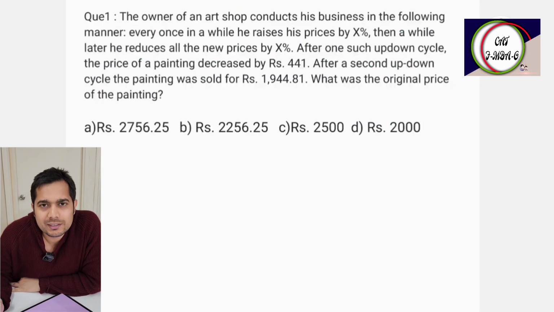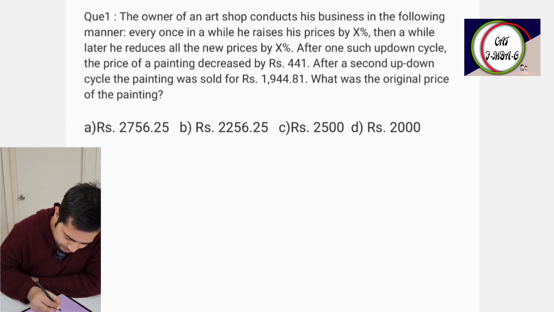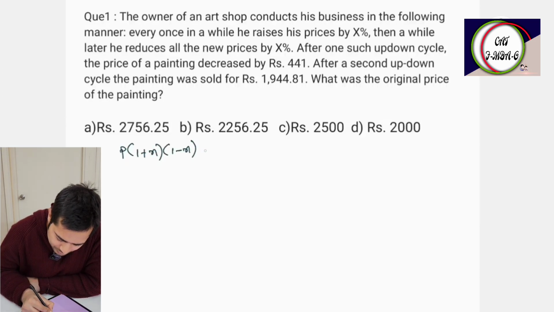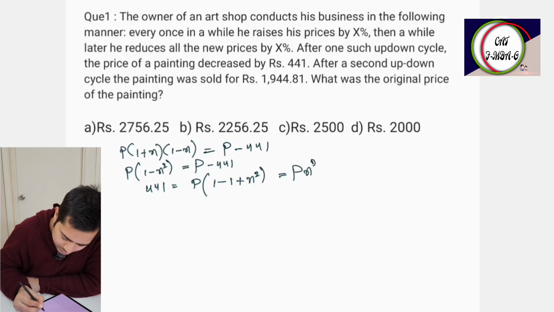So in this question it is given that there is a painter, and what he does is first he increases the price by x%, then he reduces the price again by x%, and in this first case the price of the painting is reduced by 441. So P into (1 plus x) into (1 minus x) equals P minus 441, or you can write P(1 minus x square) is equal to P minus 441, or you can write 441 is equal to P(1 minus (1 minus x square)), which is P x square. So x square is equal to 441 by P.